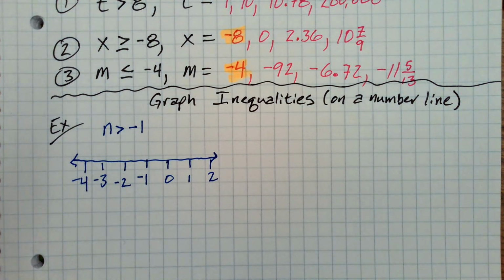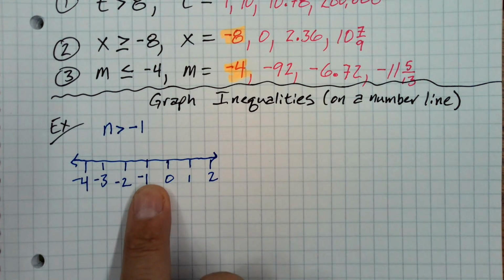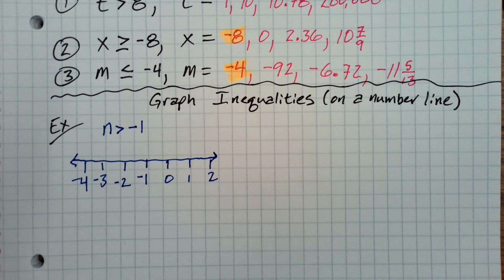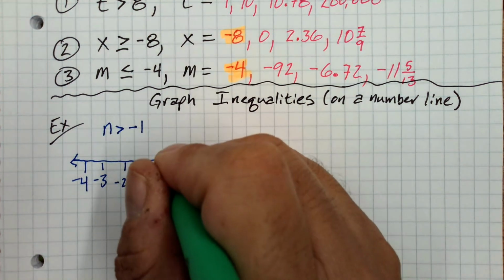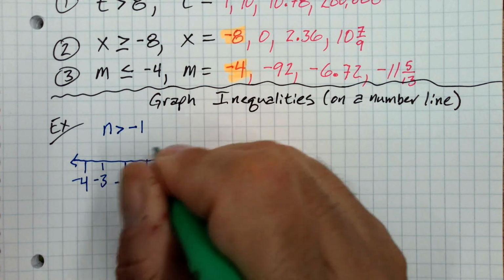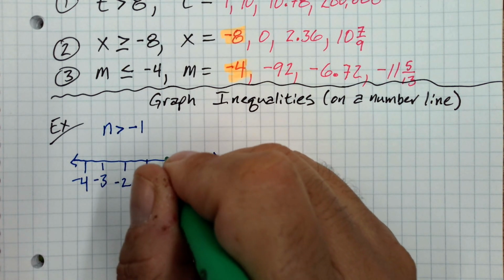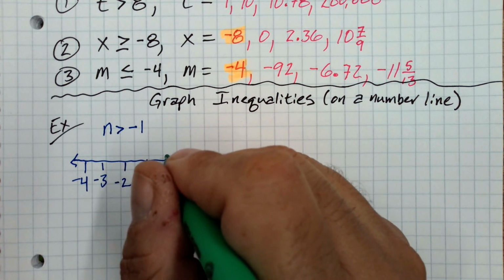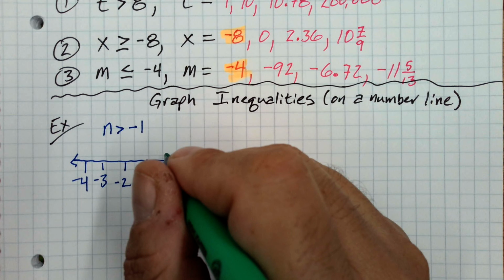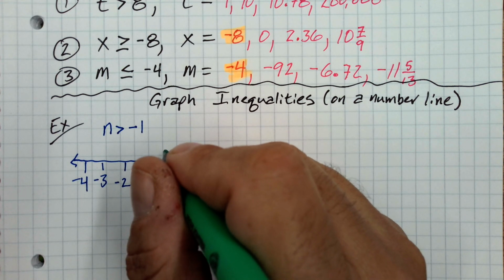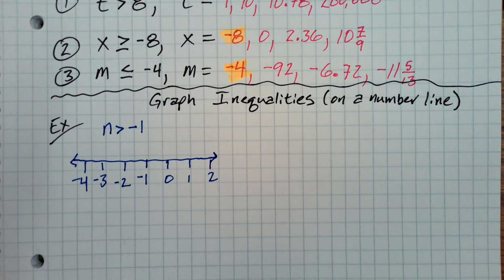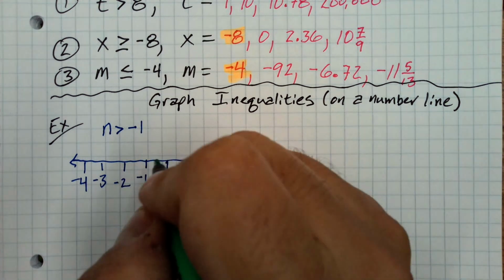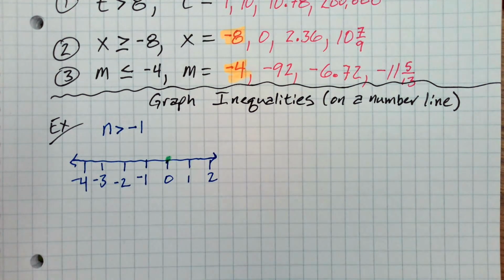So there's my number line, and I want to show all the possible answers. Here's -1, my number that I'm interested in. Would the number 0 or the number -2 work? Which one is bigger than -1? Which number is bigger? 0. Numbers to the right are always bigger than numbers to the left on a number line. So I would put a little dot there.